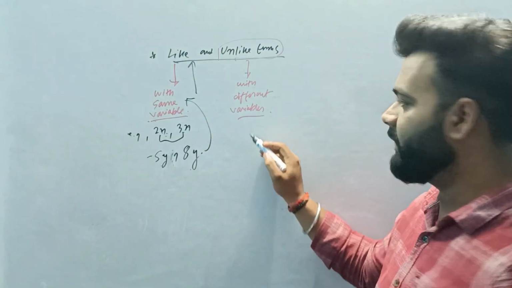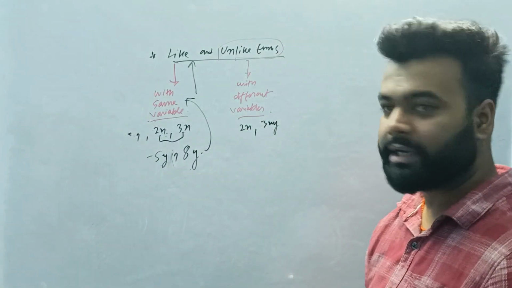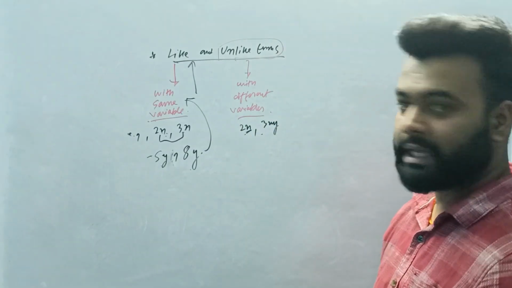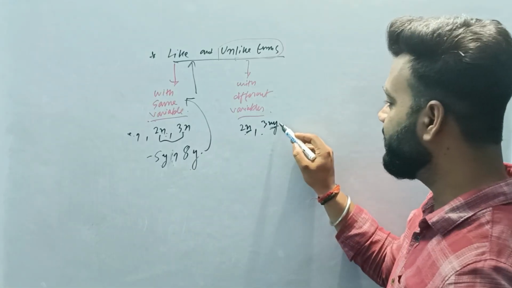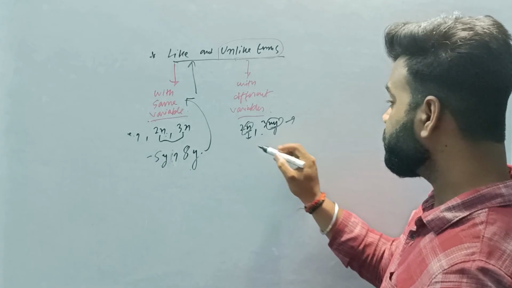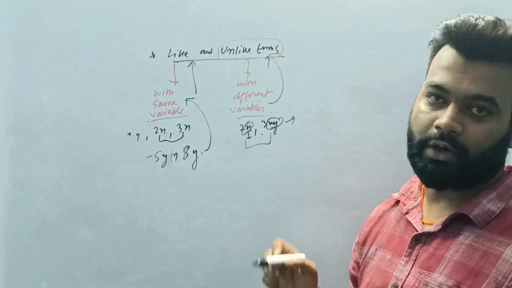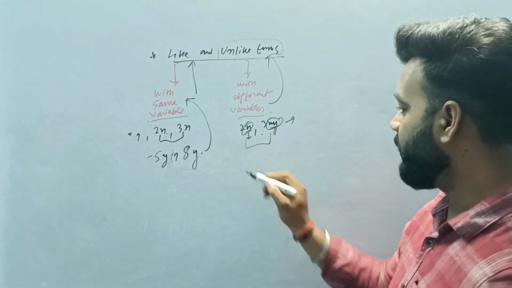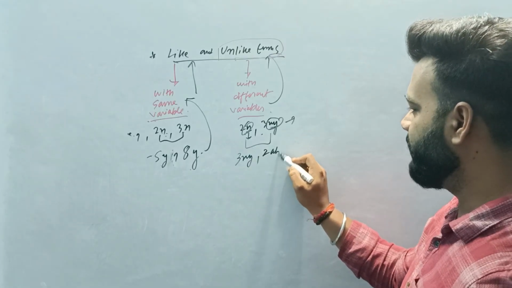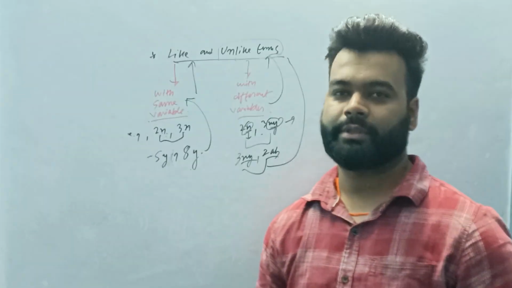What is an unlike term? With a different variable. Let's say 2x and 3xy, right? So these two are an example of unlike terms. Why? Because one only has x and the other has x and y both. So x and y is a different variable, x alone is a different variable, right? So these are two terms with different variables, and that is why they are known as unlike terms. Understood? Clear? Another example: 3xy and 2ab, right? The variables are different, so they will be considered unlike terms. I hope you understood.